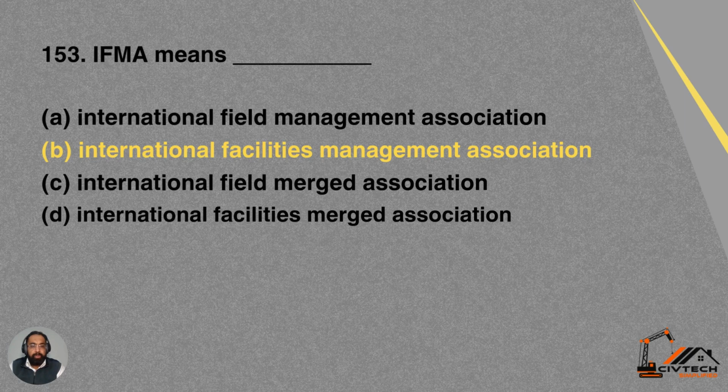Question 153. IFMA means. What is IFMA? Option A, International Field Management Association. Option B, International Facilities Management Association. Option C, International Field Merged Association. And option D, International Facilities Merged Association. So IFMA means International Facilities Management Association, and B is the correct answer. It's an organization which deals with the facilities.